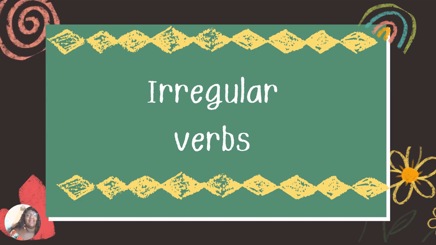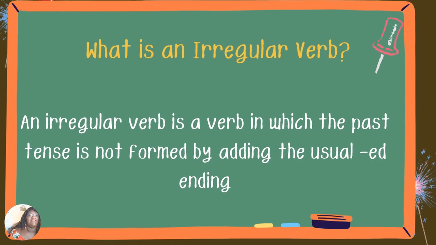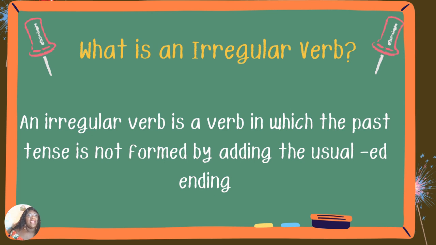Irregular verbs. What is an irregular verb? An irregular verb is a verb in which the past tense is not formed by adding the usual ed ending. Regular verbs, you add the ed to make it past. So that's the difference. Irregular verb, you do not add ed to make it a past tense.